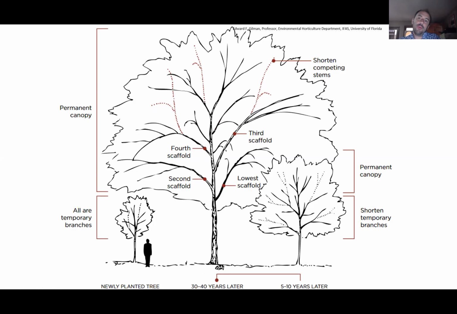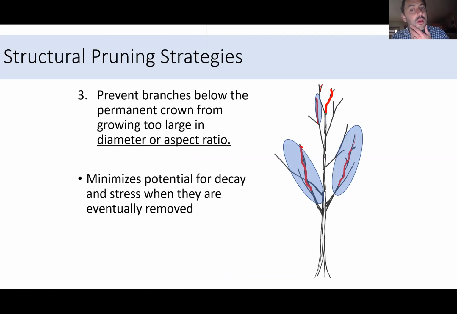So it's really important to start thinking about the long-term structure of the tree even at a young age. The next strategy is to take that idea and turn it into actual pruning. Once we've picked that first permanent branch, we make sure that we prevent branches below the permanent crown from growing too large in diameter or relative size. We call that aspect ratio, relative size compared to the parent branch.